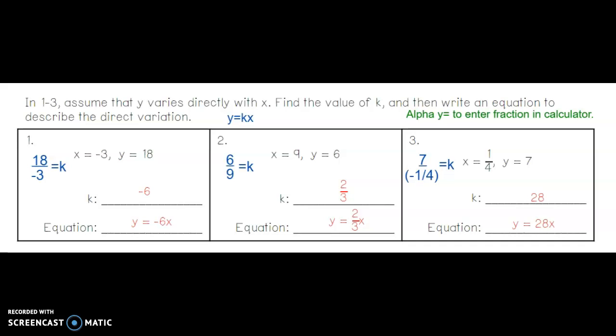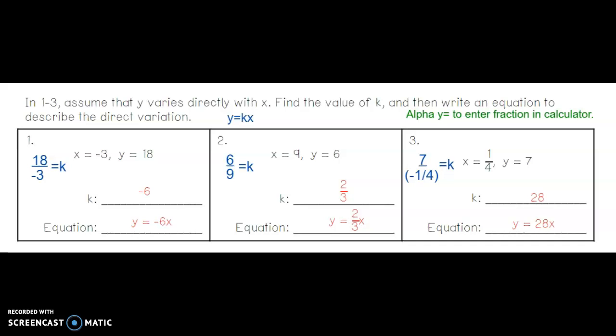On to question 2. Your y value is 6, your x value is 9. So you take 6 divided by 9, and that's going to simplify to 2/3. Now in your calculator, it's going to give you 0.666666 repeating. You are going to need to hit math, enter, enter to convert that back to a fraction. And since k equals 2/3, you're going to write your equation as y equals 2/3 x.